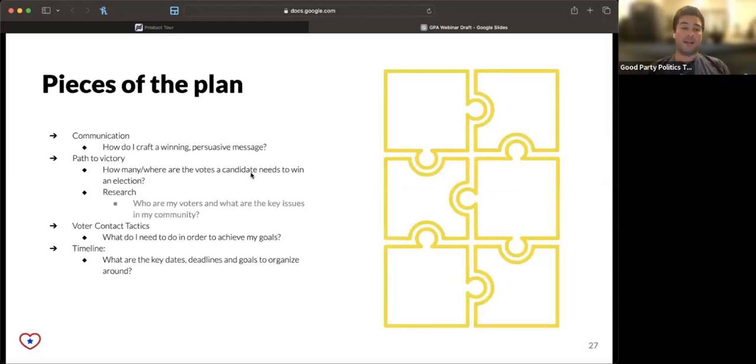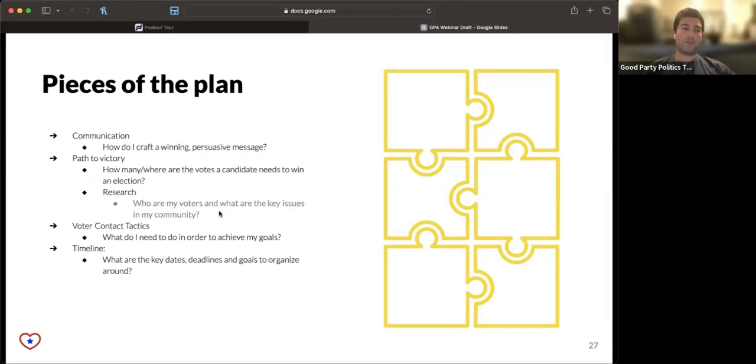Part of that is answering questions, and each piece of the campaign plan is intended to answer one very specific question. So, for example, the communication section is answering the question of how do I, as a candidate, craft a winning and persuasive message that's going to resonate with voters. Your path to victory section answers that question of how many and where the votes a candidate needs to win come from. Basically, how many votes do I need to win, and how do I even figure that out? Your voter contact tactics part of the plan is the next step of how do I execute? So, what do I need to actually do in order to achieve my path to victory?